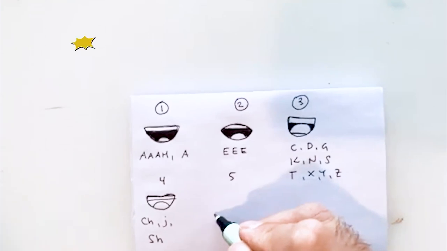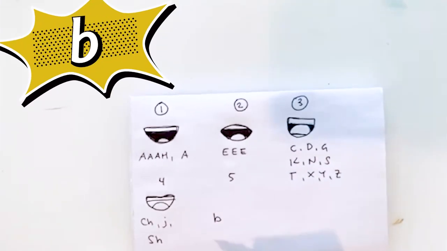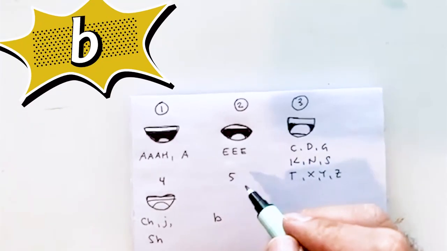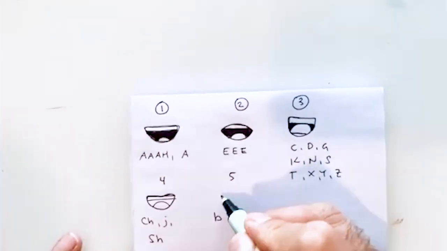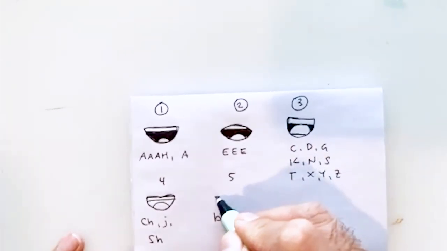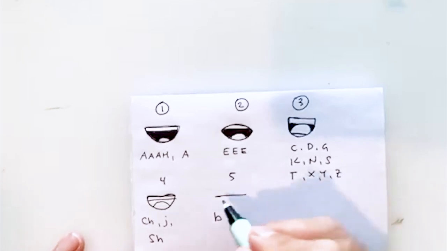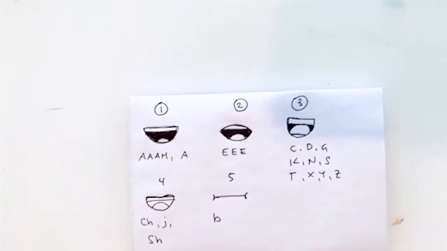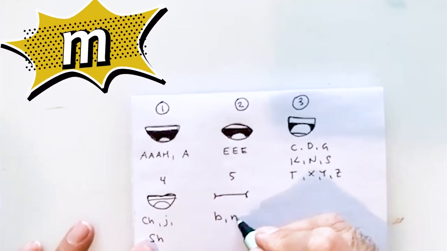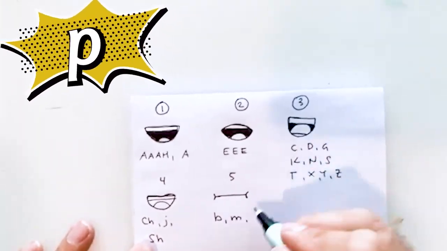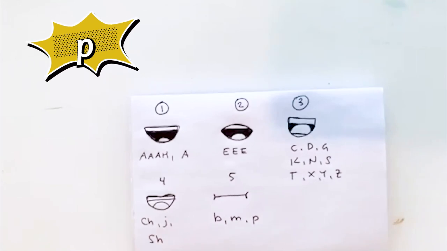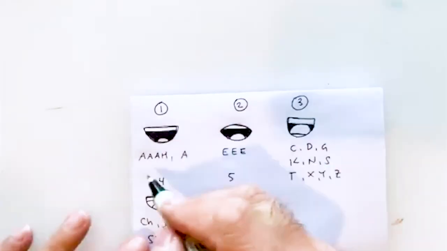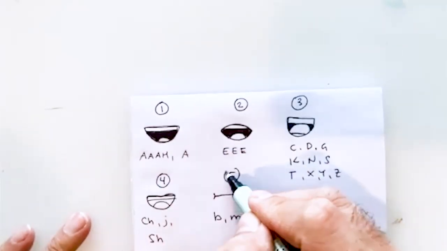And then number five is really easy. Number five is for b, like b, b. When you go b, your mouth is closed, right? Your lips are pressed together. So that's just a line. You can also put in little lines on the side if you want. So b, or m, or p, like pump. Okay, so that's number four, five.